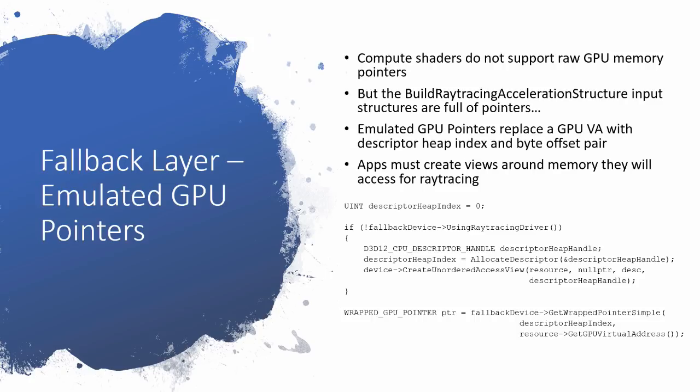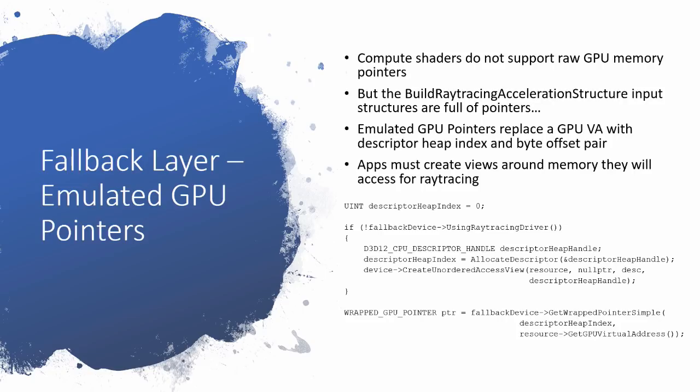The biggest difference in the programming model when you're using the fallback layer is how GPU pointers work. Compute shaders in D3D12 don't support arbitrary memory access on the GPU, just through a memory address. But when you call build ray tracing acceleration structure, it's full of pointers. Everything is specified this way. So this was the one piece of ray tracing that we were not able to emulate automatically on pointers.